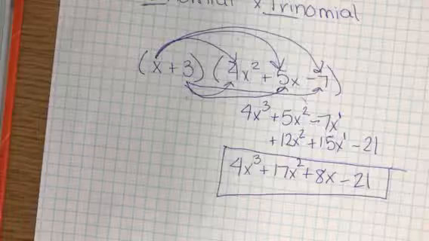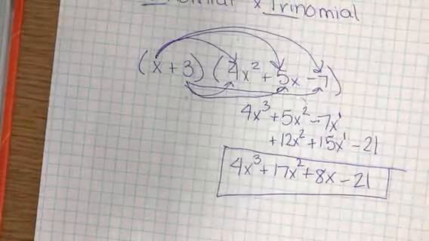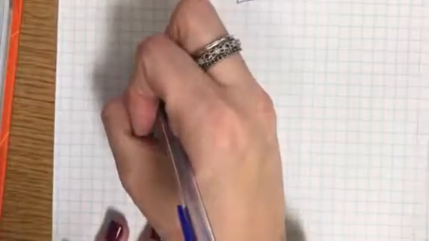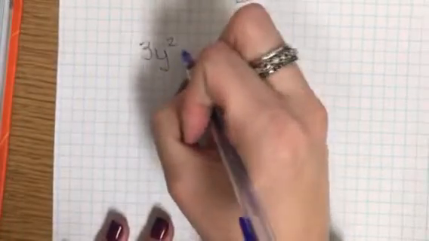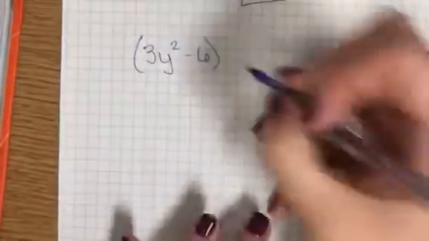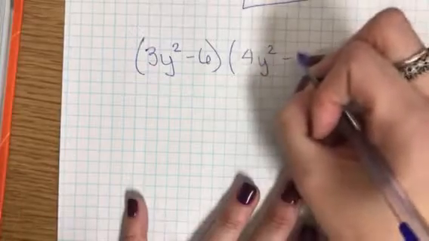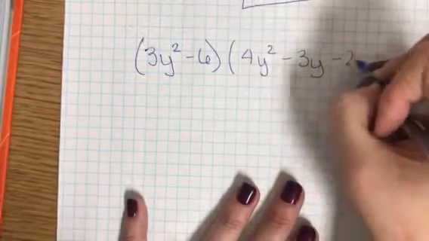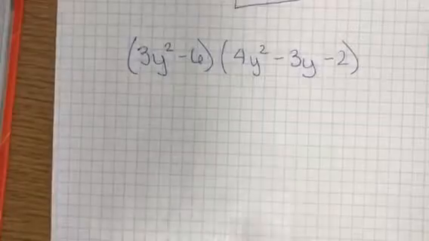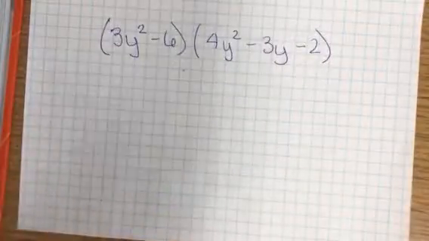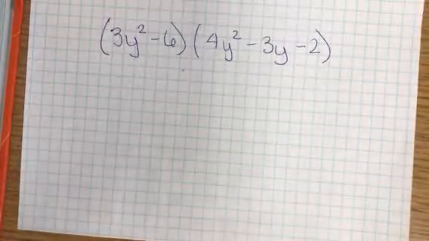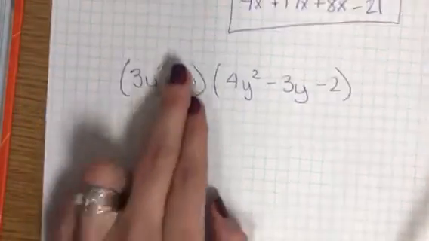Just like anything else, these numbers can be bigger or smaller. We can have different variables. We could have negatives involved. So even if we go to 3y squared minus 6 times 4y squared minus 3y minus 2. Again, it looks different. It doesn't have this same setup up here. But as long as we stick to this distributive property, we're still going to follow the exact same process.